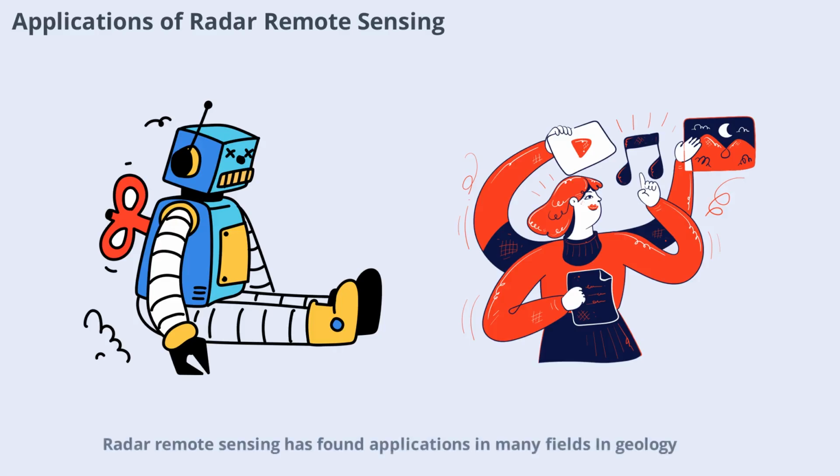Radar remote sensing has found applications in many fields. In geology, it helps map rock types and fault lines. In agriculture, radar can monitor crop growth and soil moisture. It's also invaluable for disaster response, such as detecting flood extents or earthquake damage. The ability to see through clouds and operate at night makes radar a reliable tool for continuous Earth observation.